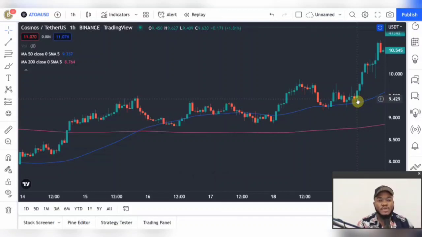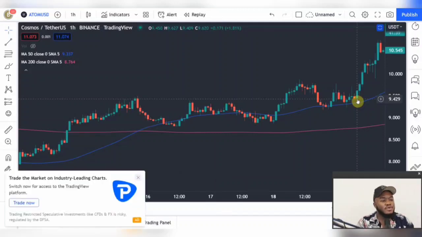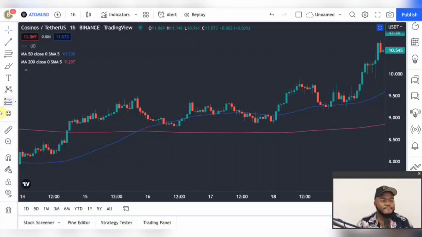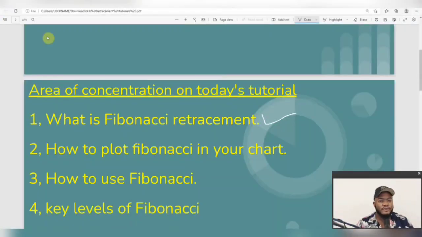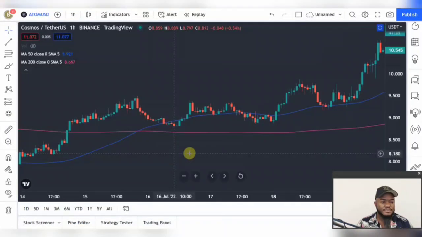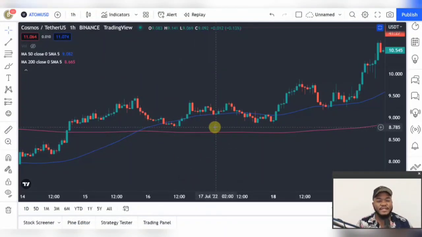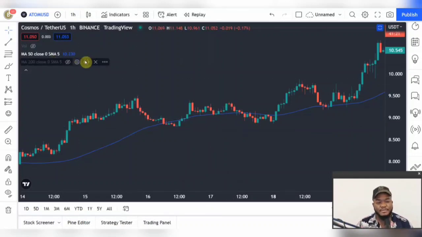You want to go long, but you don't know the area you want to go long. You don't know which level to go. You don't know which level for you to enter the market. You understand? You don't know which level to enter the market. So this is what Fibonacci does for you. After adding your 50 period moving average, you understand that the market is in uptrend.